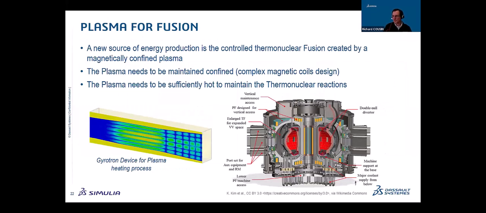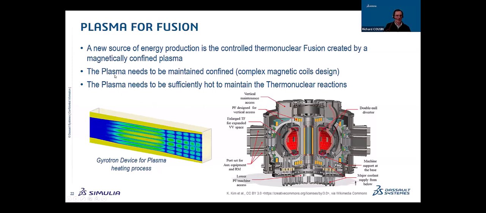Another application related to energy and materials is the plasma for fusion. You have here a new source of energy production, which is the controlled thermonuclear fusion, which is created, in this particular example, by magnetically confined plasma. For this type of structure, you have many components and much physics involved, for which the simulations can really be helpful for the dimensioning of the different parts of the complex structure.